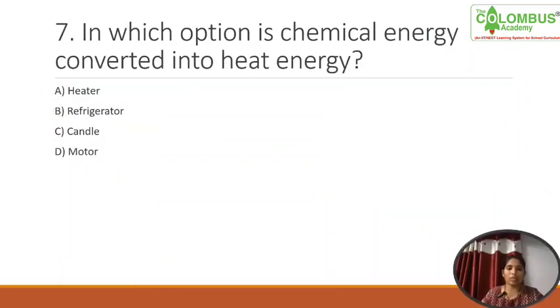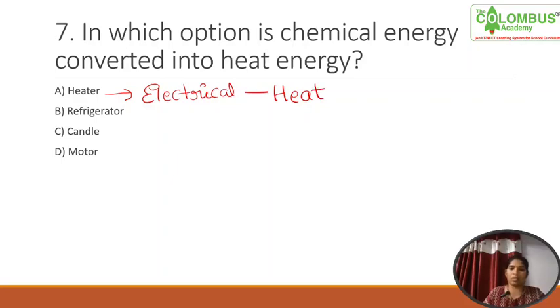Next question. In which option is chemical energy converted to heat energy? What is the first option? A, heater. In a heater, what is happening? Electrical energy is converting to heat energy. I am supplying the electrical energy, and that electrical energy is converting to heat energy. So option A is wrong.